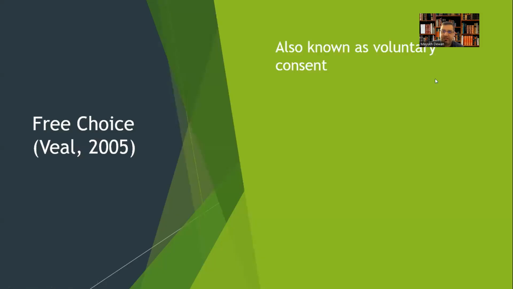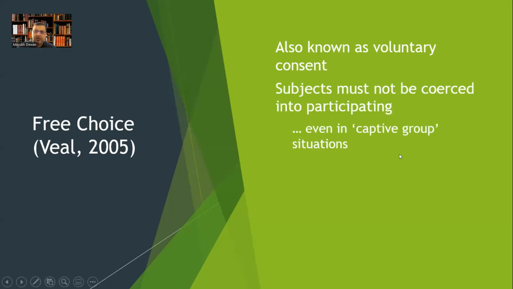Make sure it's free choice. That means it is voluntary consent. They should not be coerced into participating. They should not be forced. Even if they are a captive group. Captive group means students in a classroom, or workers in a factory, or patients in a hospital. They're a captive group. They are there. They cannot run away.